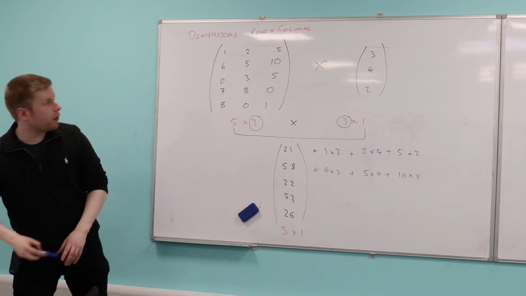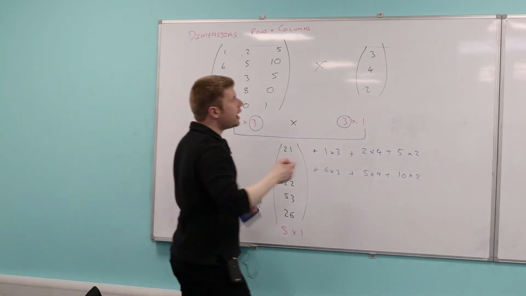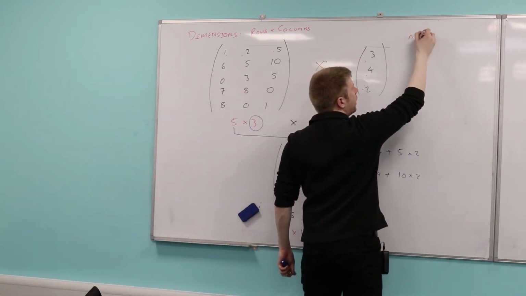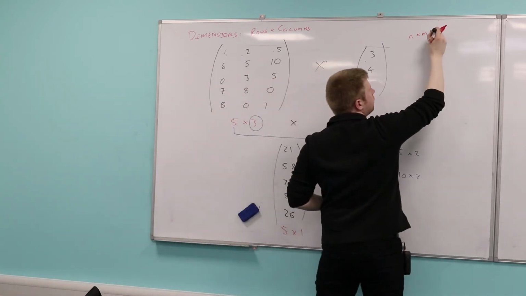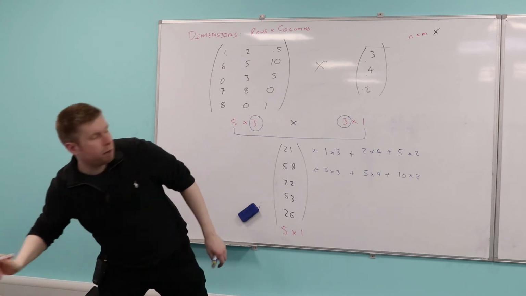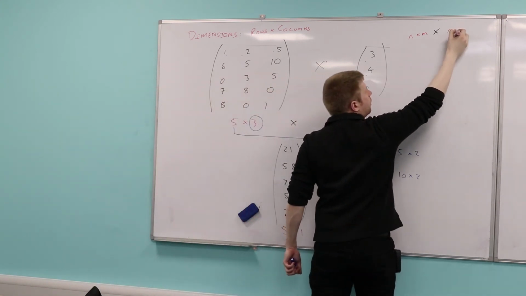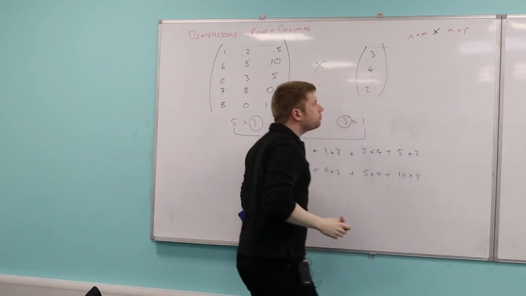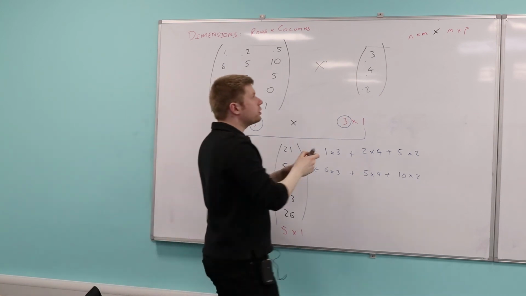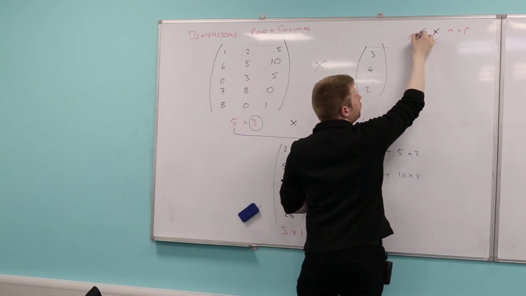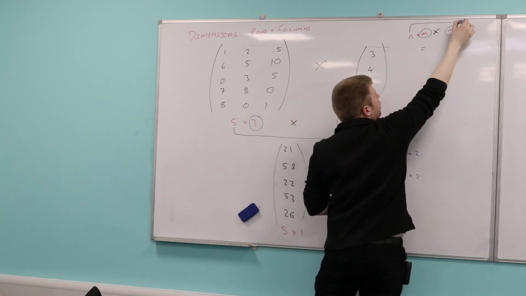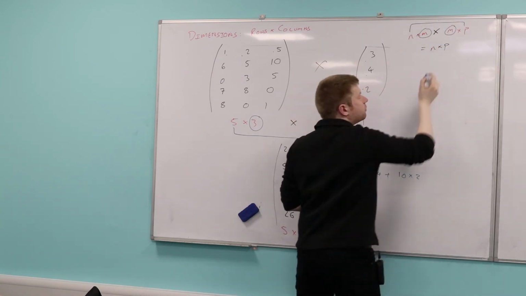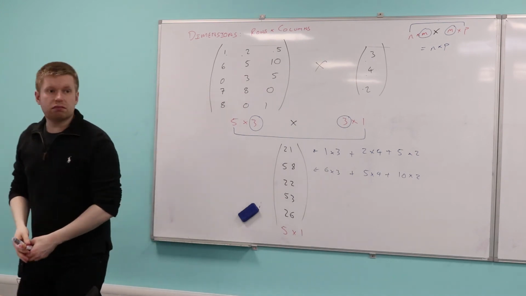So in other words, if I wanted to do this generally, if I have an n by m matrix and I try and multiply it by an m by p matrix, first of all, these two dimensions have to match in order to do the multiplication. Then the result should be an n by p matrix. Okay? Is that okay?